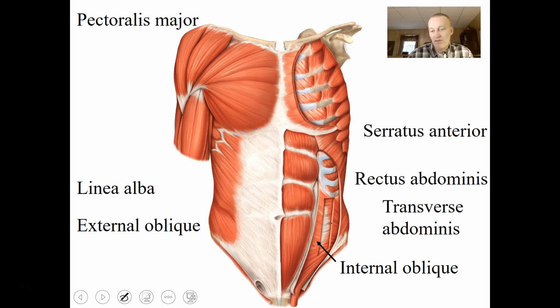We have on top of that the internal oblique where the fibers run in this kind of direction. So that's your internal oblique. Again, the external oblique, rectus abdominis, transverse abdominis, and internal oblique all allow you to do all kinds of flexing and twisting motions with your abdomen.